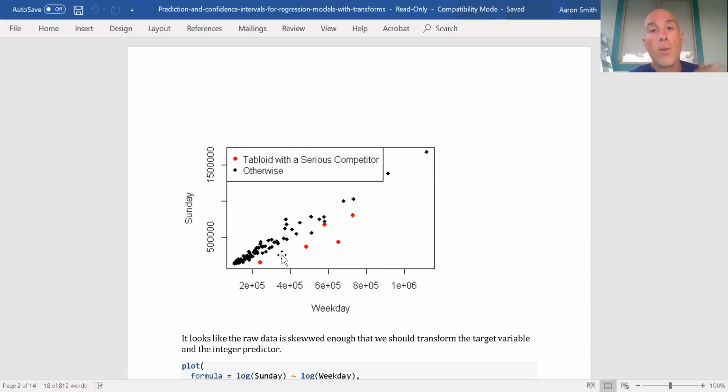So remember that by having that binary predictor in there, if I'm doing a regular vanilla regression model, I'm changing the y-intercept, so that tabloid would have the same slope, but a different y-intercept. So even though I have very few points, I'm going to make the assumption in this model that tabloid with a serious competitor has the same slope as the non-tabloid data points, which may be reasonable depending on the subject matter knowledge. It may not be, but for this example, we're going to run with it.